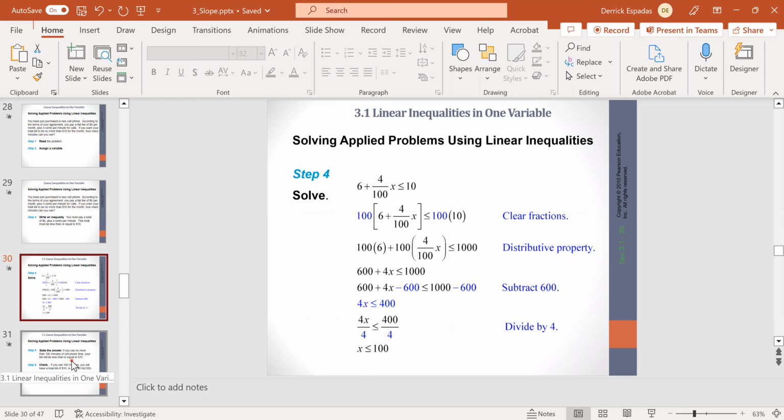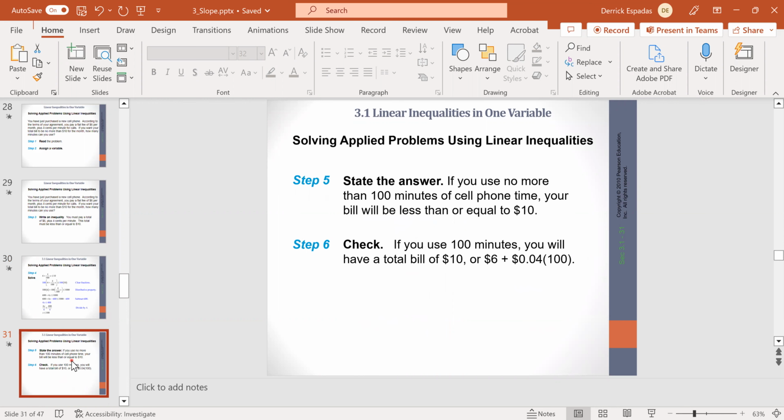But after going through all that math, I may have forgotten what I was trying to solve for. What that means is I can use no more than 100 minutes of the cell phone time to have the bill be less than or equal to 10. And I can go back and throw that 100 minutes back into the formula to show it is a true statement.